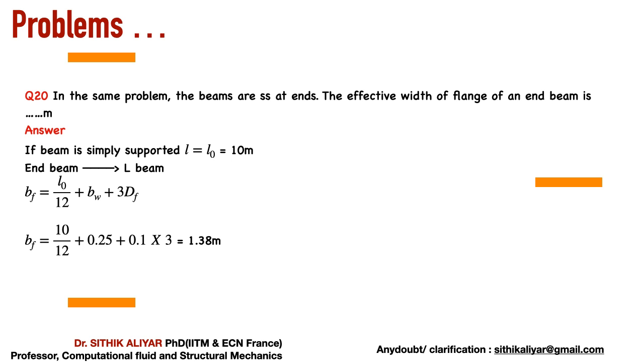Okay. So in the same problem, if they are asking that the beams are simply supported at the end, what will be the difference? If they are asking for the end beam also, the effective width of the flange of the end beam: end beam means L beam, right? At the edges it will be an L beam, first thing. So we have to use a different formula. L naught by 12 we should use, plus 3 DF will come, and if it is simply supported we should take directly L naught equal to 10 meter, just substitute everything. So for the L beam, you can see 1.38 meter is the total effective width of the flange.